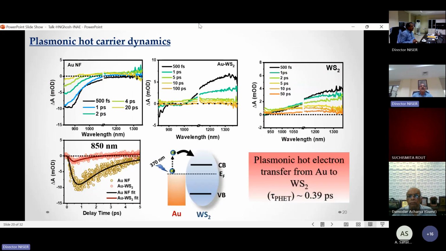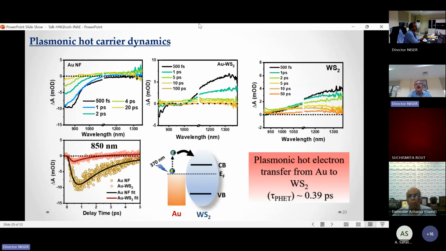Now, let's talk about the hot carrier dynamics. As you were told, we took gold plasmonic, it's a gold plate actually. So pure gold and gold WS2 in the NIR region we have done. Pure gold is giving an excitonic bleach due to gold. They are giving around 900 nanometer. You can see the bleach. Okay, the plasmon peak of the gold comes around 900 nanometer.